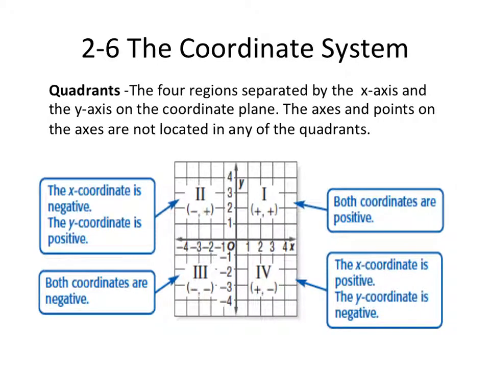Welcome to 2-6, the coordinate system. We have two objectives today. One is to graph points on a coordinate plane, and two, graph algebraic relationships. Before we begin, let's talk about quadrants.